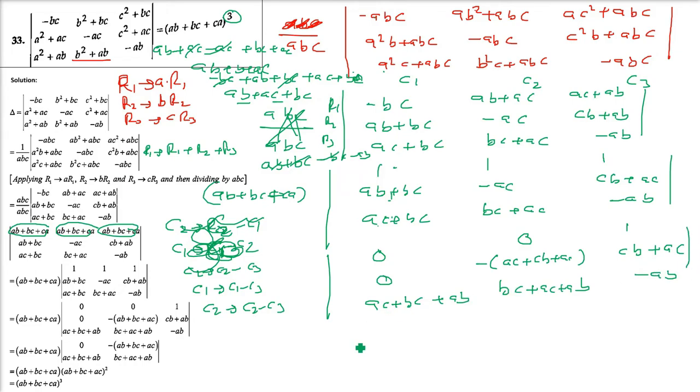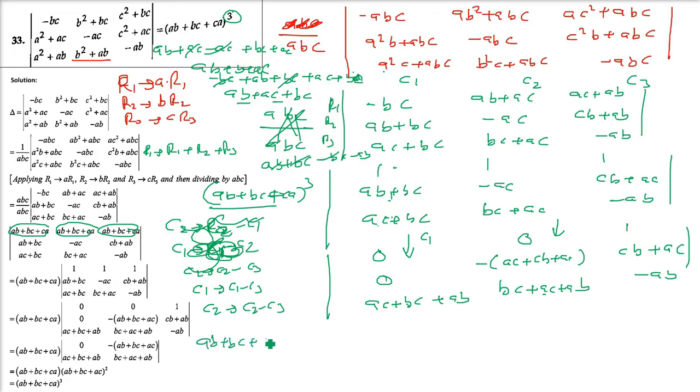Right. Now we are opening it up. We don't have to open it. From the first column we can take AC plus BC plus AB common. From the second column also we can take AC plus BC plus AB common. Column 1 we are taking this whole term, column 2 we are taking this same term. So AB plus BC plus CA was already outside.